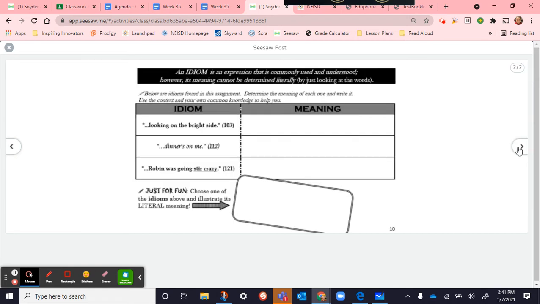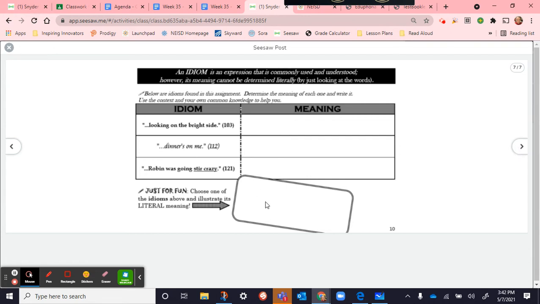And then on page 7, idioms. So these are expressions, and they're not literal. So when it says looking on the bright side, or dinner's on me, or Robin was getting stir crazy, they don't actually mean like dinner's actually on top of me. It has an alternative meaning. So looking on the bright side, we said we're just thinking about the positive. Dinner's on me means I'm paying. Robin, when she's going stir crazy, she can't sit still. She's moving around a lot.